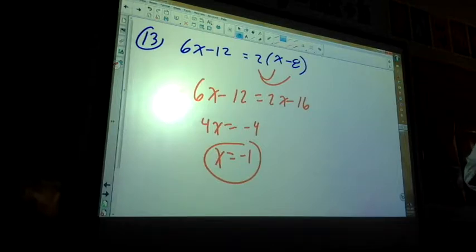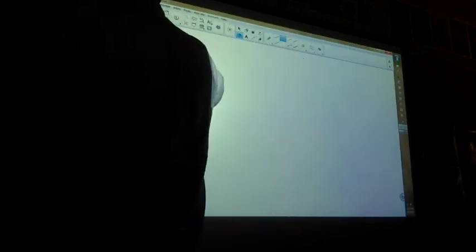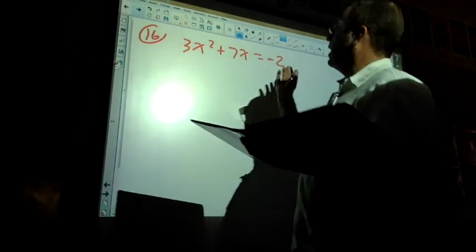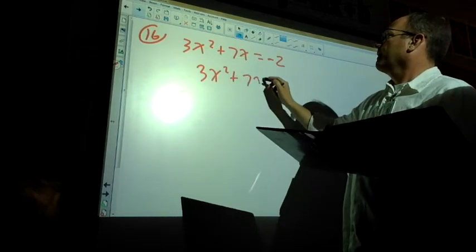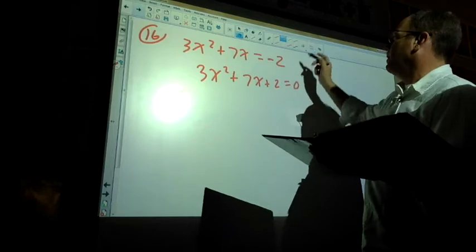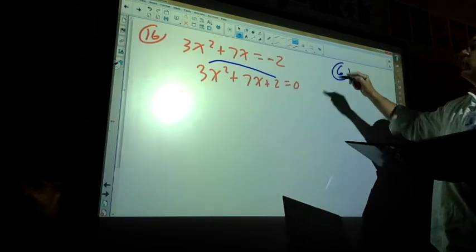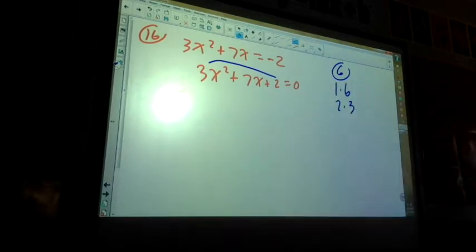Can you do number 16? Which one? Number 16. Okay. 3x squared plus 7x equals negative 2. All right. Add the 2, so we'll bring it over. It might factor. Let's just check real quick if it'll factor. It needs to be positive 6, 1 and 6, 2 and 3. 1 and 6 work?